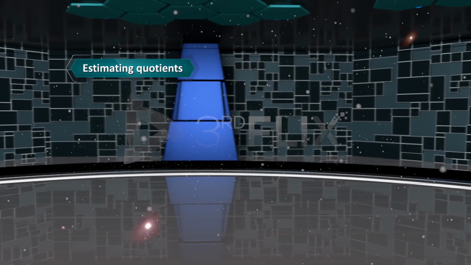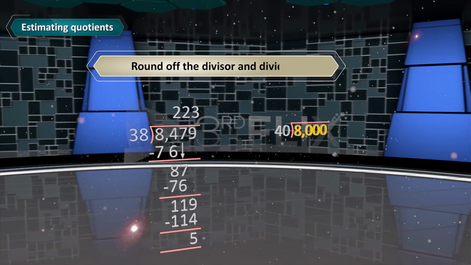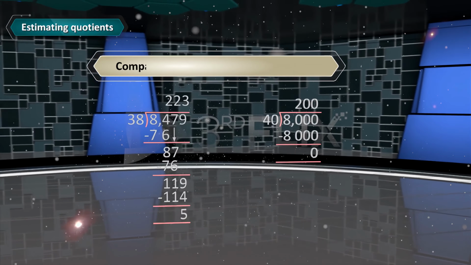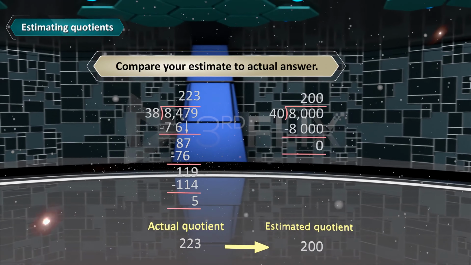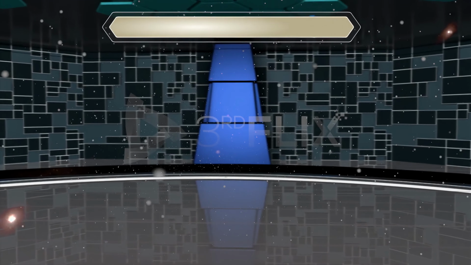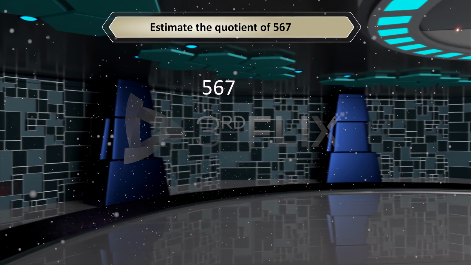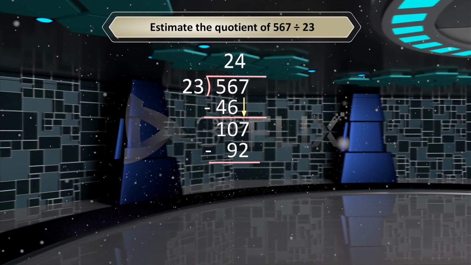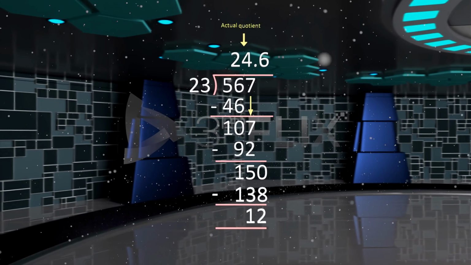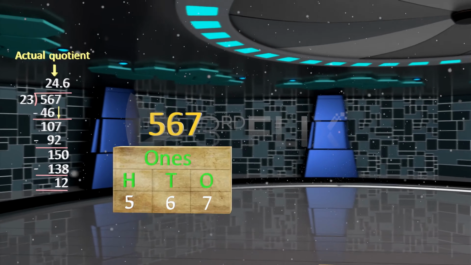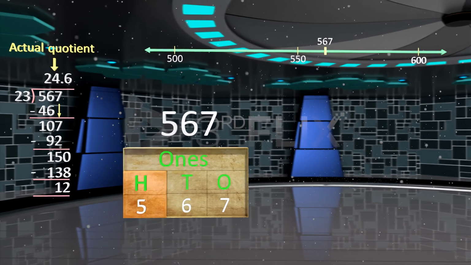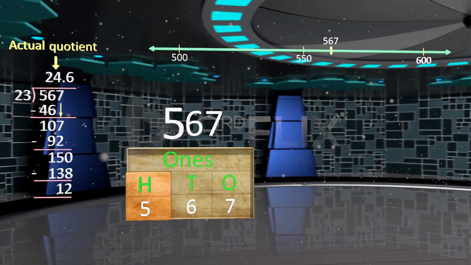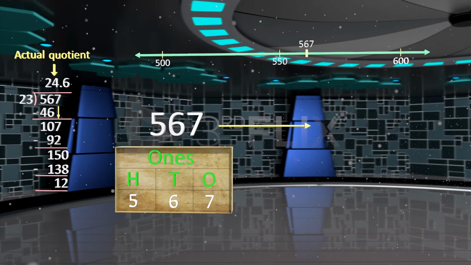Estimating quotients. Round off the divisor and the dividend. Divide the rounded off numbers in your mind. Compare your estimate to the actual answer. Estimate the quotient of 567 divided by 23. For 567, we are rounding this number to its nearest hundred. The tens place digit is 6. It is more than 5, so it is rounded to the next hundred. 567 is rounded to 600.